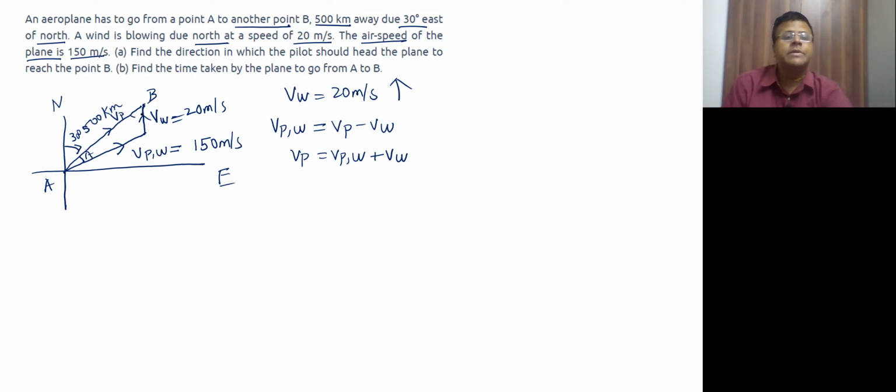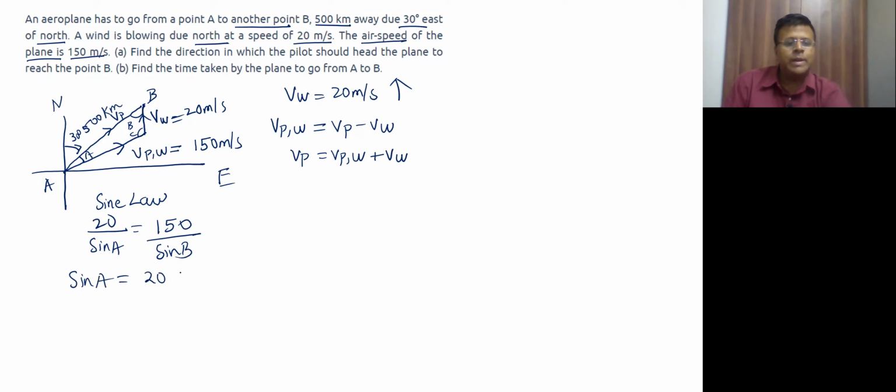Now, let us say that these angles are A, B, and C. So first we can start off by using the sine law in order to find out this angle. So sine law in mathematics tells us that 20, which is the magnitude of this vector, divided by the opposite angle, that is sine of A, is given by this vector, that is 150, divided by sine of the opposite angle, that is B. You can use this law to find out any angle. Okay, so you will study this in mathematics. So we can say that sine of A is going to be 20 into sine of B divided by 150.